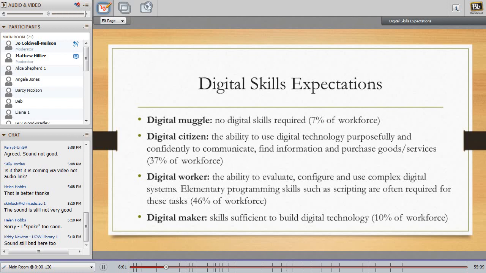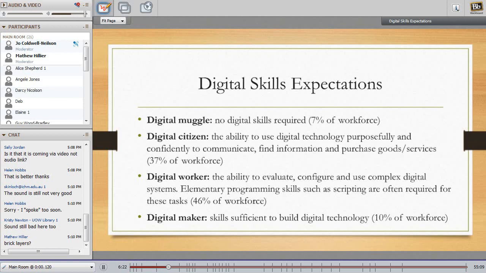Digital citizen, so in this case it's the ability to use technologies purposefully and confidently. And they estimate that 37% of the workforce would be in this category. The digital worker is the ability to evaluate, configure and use complex digital systems.